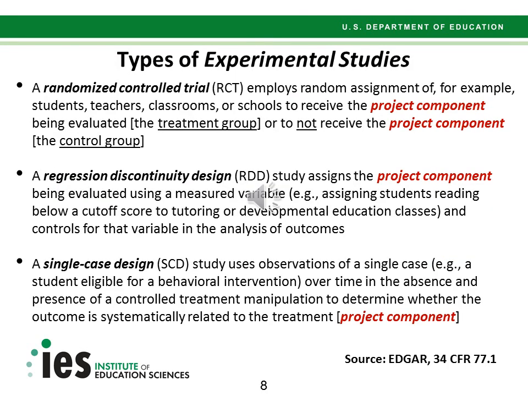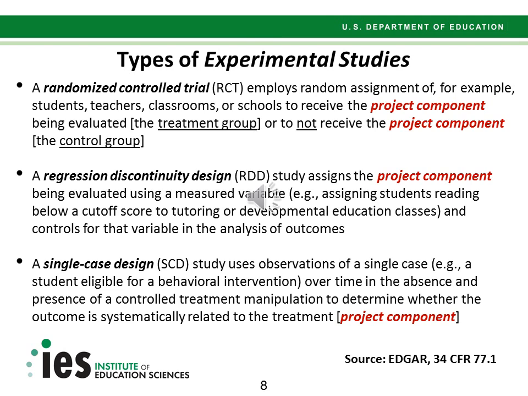The department's evidence definitions recognize several types of research designs as experimental studies, each of which is eligible to receive the What Works Clearinghouse's highest evidence rating, meets WWC standards without reservations. A randomized controlled trial, or RCT, employs random assignment of, for example, students, teachers, classrooms, or schools, either to receive the project component being evaluated, that is, to serve as the treatment group, or to not receive the project component, that is, to serve as the control group.